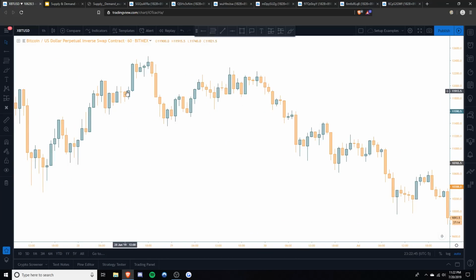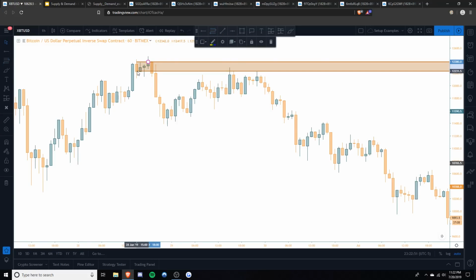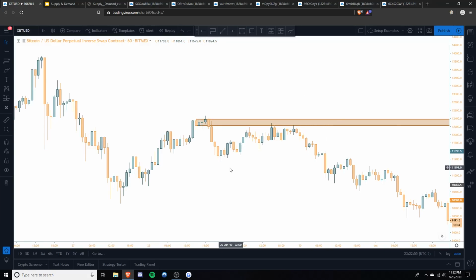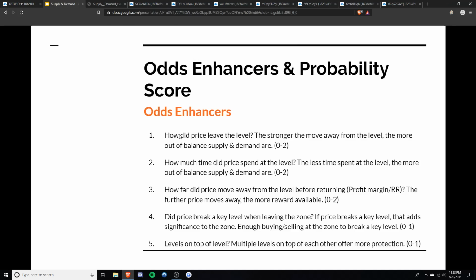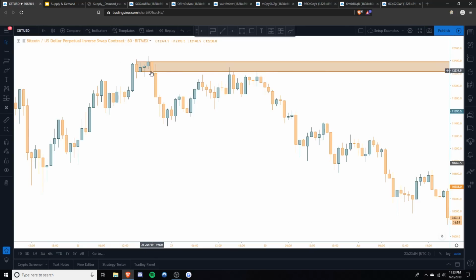So we can see here we have a rally base drop. Supply zone, and this would have worked out very well. So not much time spent at the level. Let's just go through the odds enhancers. How did price leave the level? So we had 1, 2, 3, 4 down candles, pretty bearish candles. This is a strong bearish down candle.